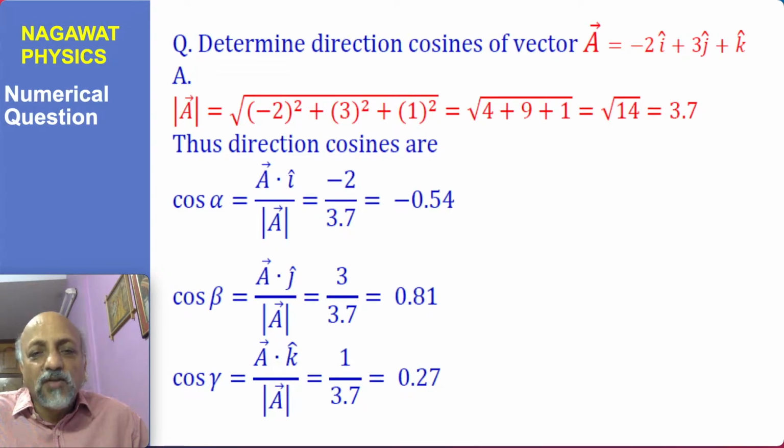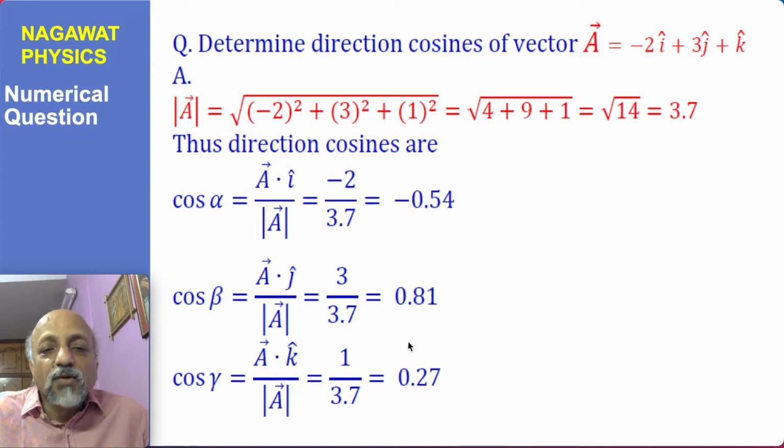So we can find that the modulus of this particular vector is 3.7, and hence the 3 direction cosines can be very easily obtained. Cos alpha will be a dot i, and a dot i gives you minus 2 because that is the x component, divided by 3.7. So you get cos alpha equal to minus 0.54. Similarly, the y component is 3, so a dot j is 3, and 3 divided by 3.7 is 0.81, which is cos beta. You get cos gamma in the same manner. The component is 1, so it is 1 upon 3.7, which gives you 0.27.